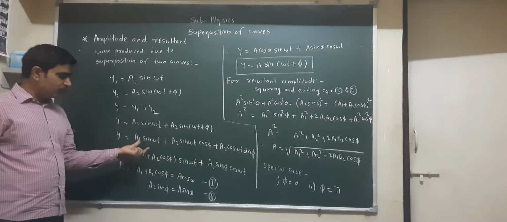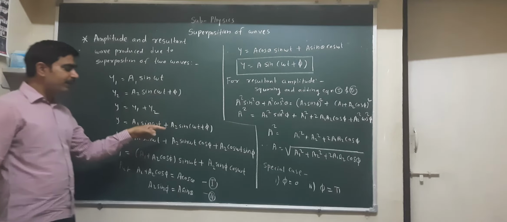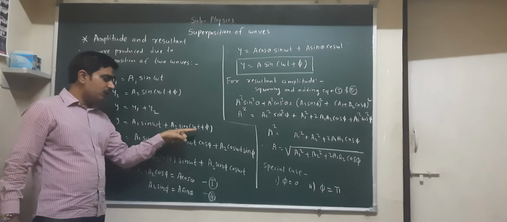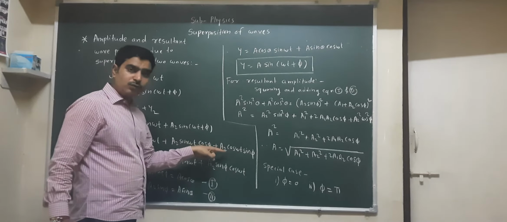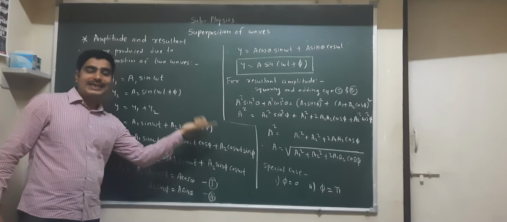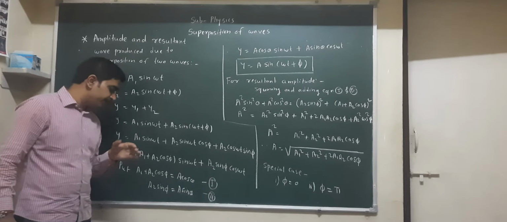Now keep the a1 sin ωt as it is. Here we have to apply the formula of sin(α + β). So a2 sin ωt cos φ + a2 cos ωt sin φ. Sin α cos β + cos α sin β, that formula we have applied.